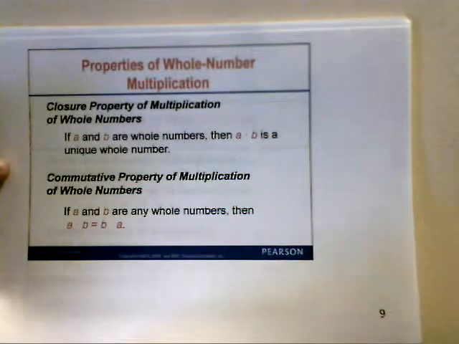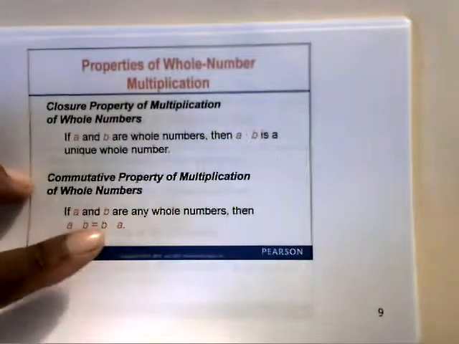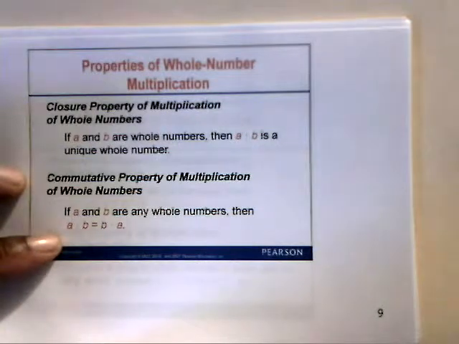Commutative property of multiplication of whole numbers means if A and B are any whole numbers, then A times B will give me the same answer as B times A. In other words, the order does not matter. 5 times 3 is the same as getting 3 times 5.